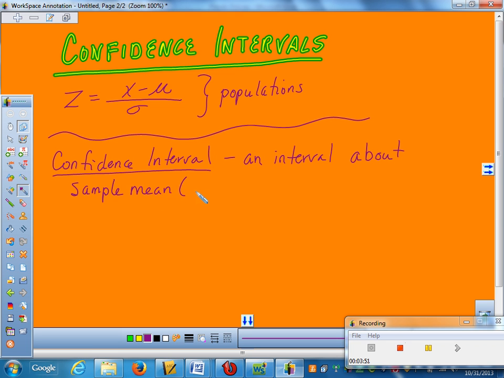Which symbol is the symbol for the mean of a sample? Yes, X bar, there you go. So an interval about the sample mean in which the population mean lies within a certain level of confidence.